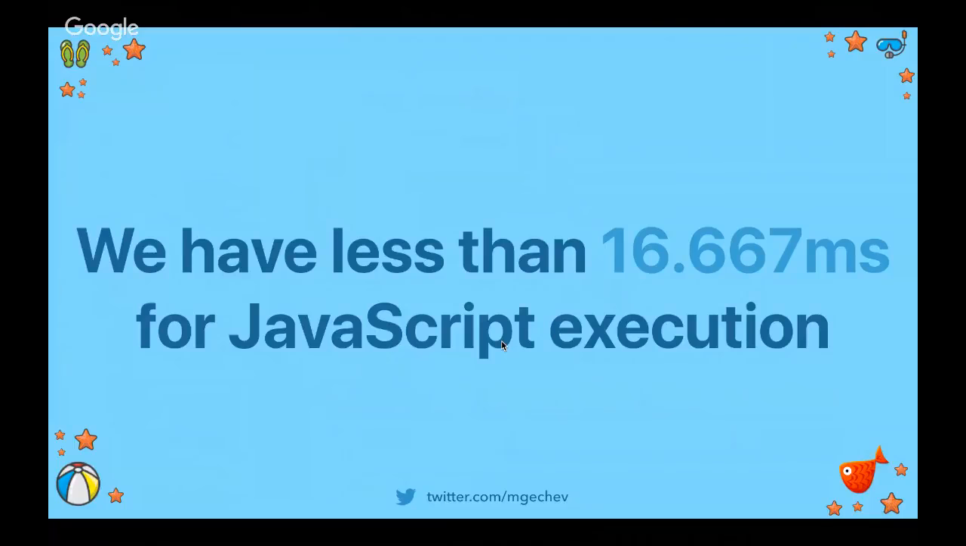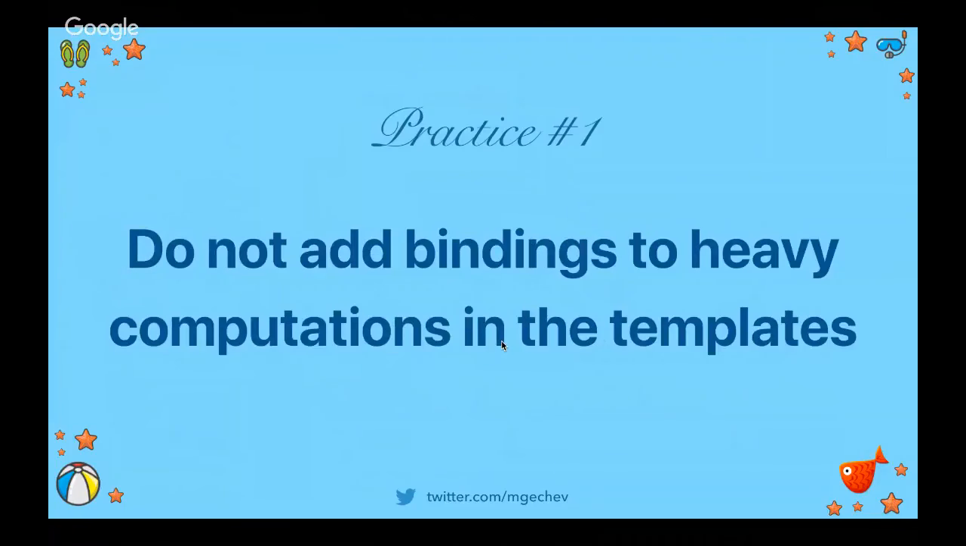After that, if we go above 32 milliseconds, the browser will start rendering with 16 milliseconds, which is going to be a very poor experience. And that's the first practice from the performance checklist here. Do not add bindings to very heavy computation in the templates. You should be very careful about this. If you are adding such heavy computation, you should definitely know what you're doing.